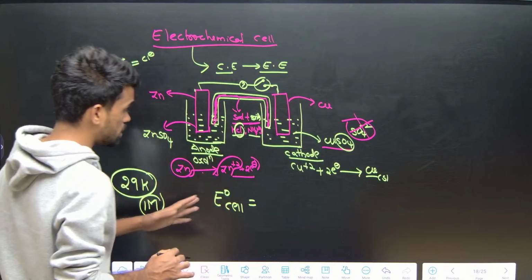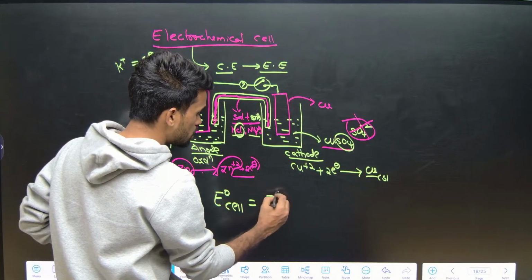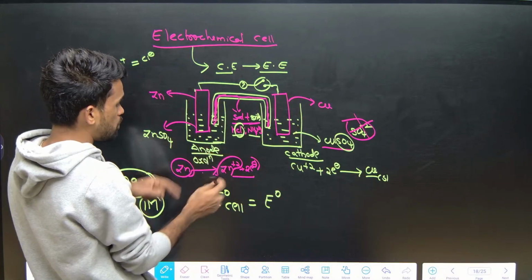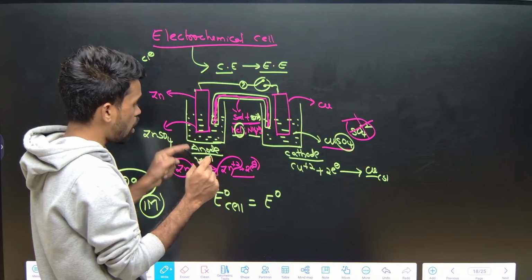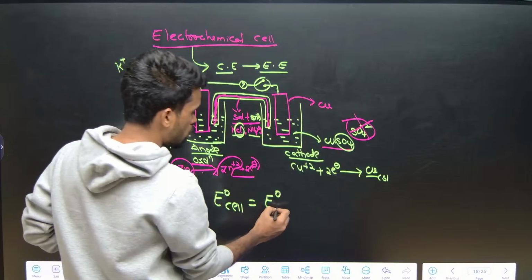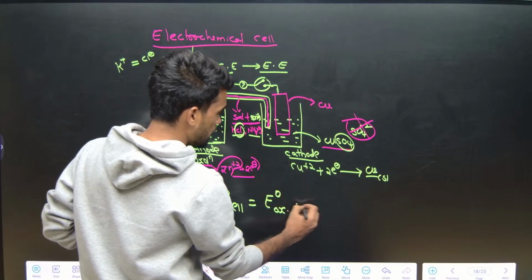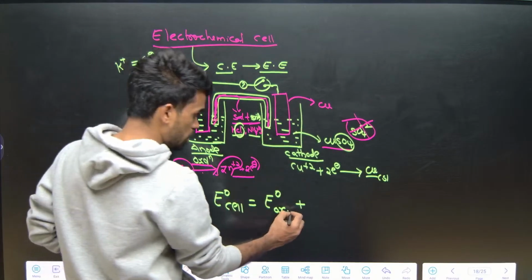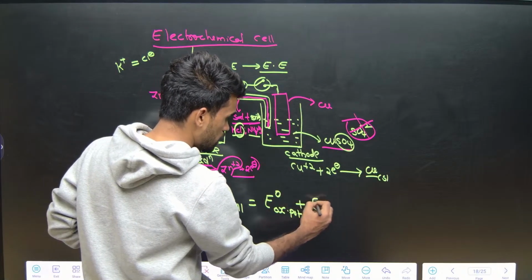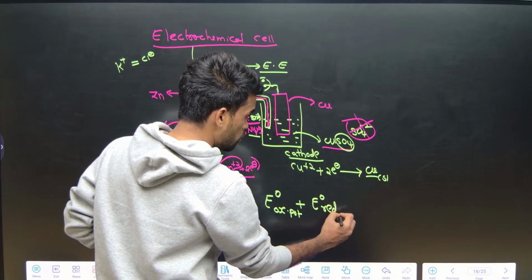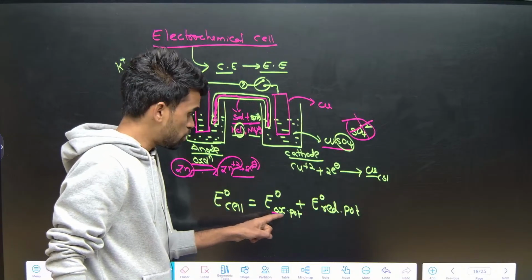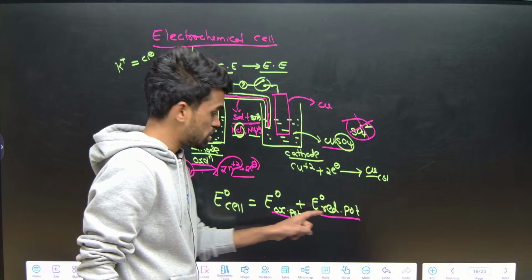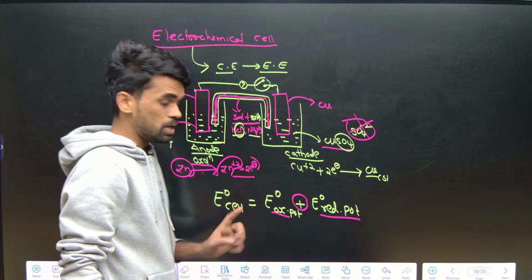Then what happens here? E naught cell equals E naught of anode. What is happening at anode? Oxidation. Remember, whatever may be the cell, at anode oxidation takes place. E naught of oxidation potential, okay, plus, see what I am writing, E naught of oxidation potential plus E naught of reduction potential. Here I am indicating oxidation potential, here reduction potential, that is why I am using the positive symbol, okay.